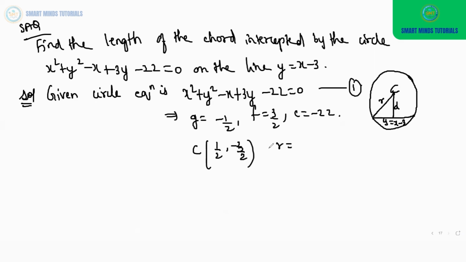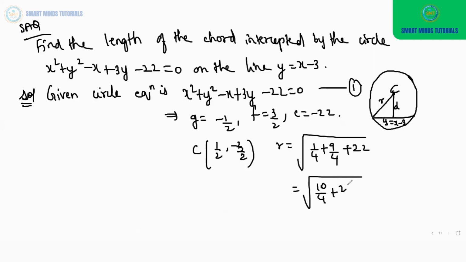Radius is root over 1 by 4 plus 9 by 4 minus of minus plus 22. That is 10 by 4 plus 22. 2 2s are 4, 2 5s are 10. 5 by 2 plus 22 is 49 by 2. That is 7 by root 2. So r square is equal to 49 by 2.